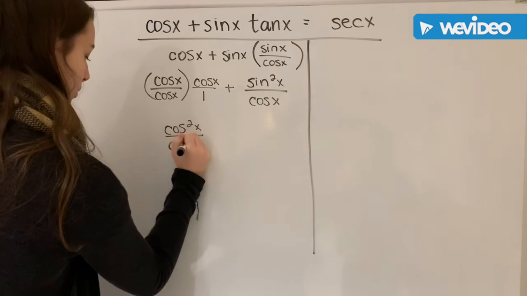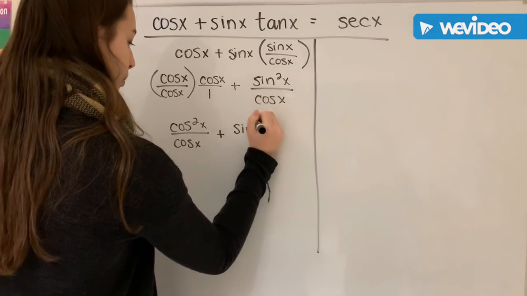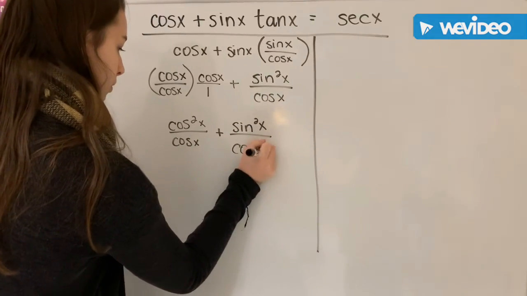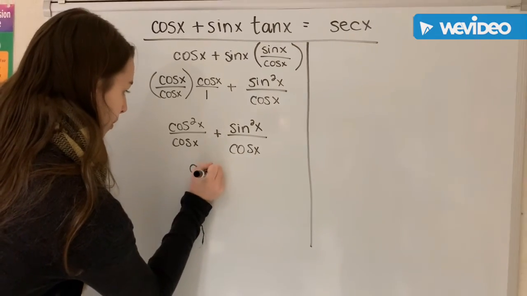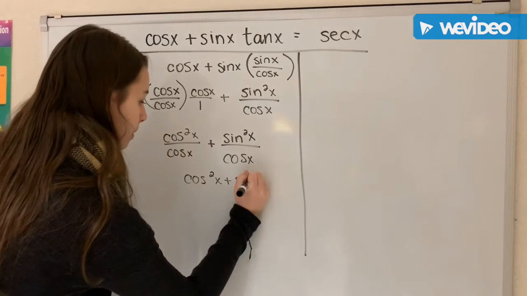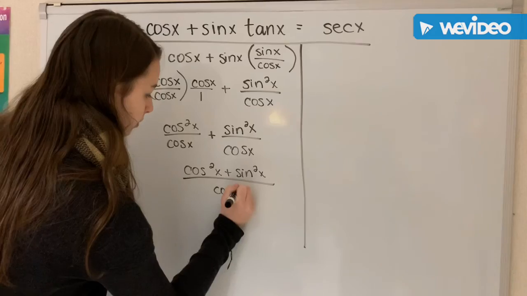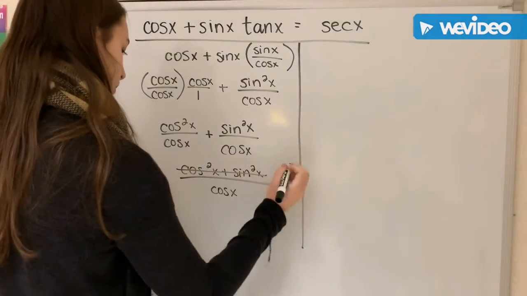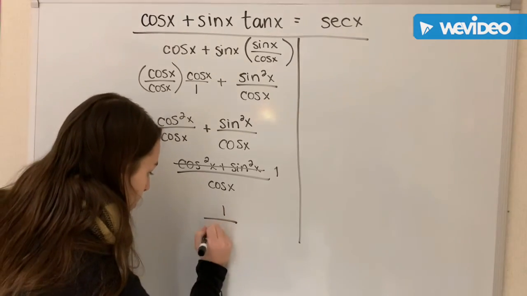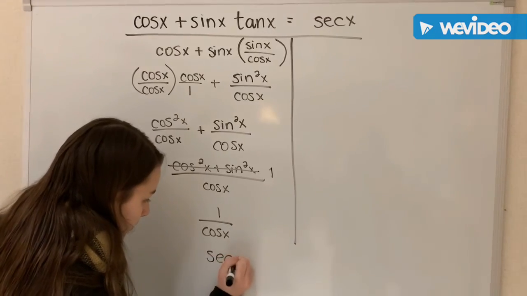That becomes cosine squared x over cosine x plus sine squared x over cosine x. Now that we have a common denominator, we can add both of the numerators. That turns into cosine squared x plus sine squared x over cosine x. Cosine squared x plus sine squared x equals 1, so we can cross that out. And that becomes 1 over cosine x, which is equal to secant x.